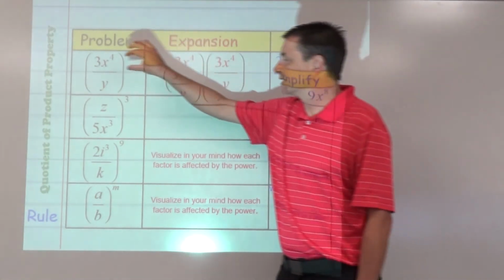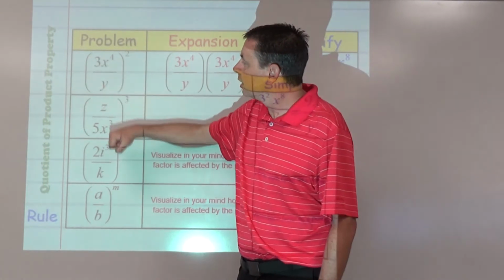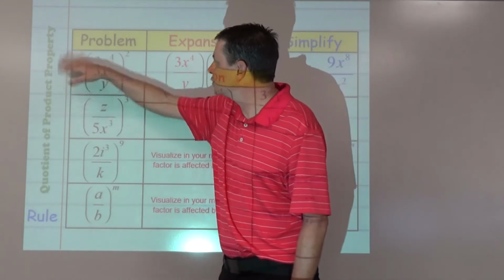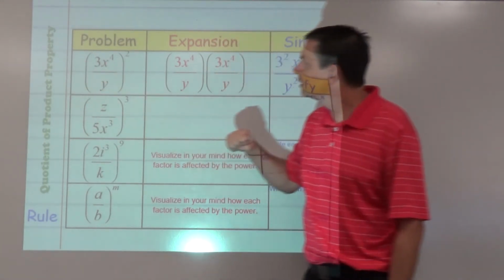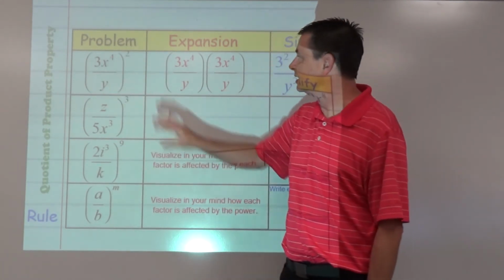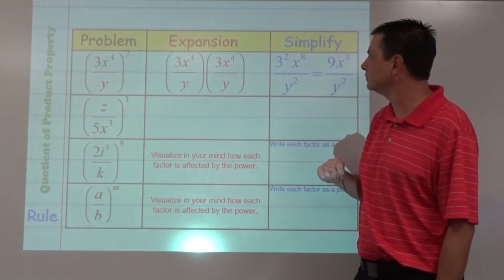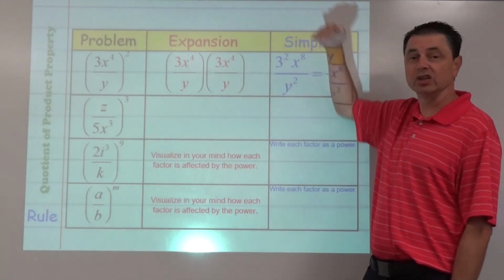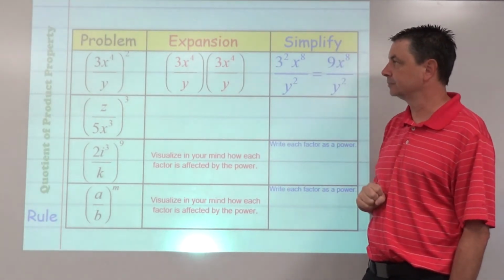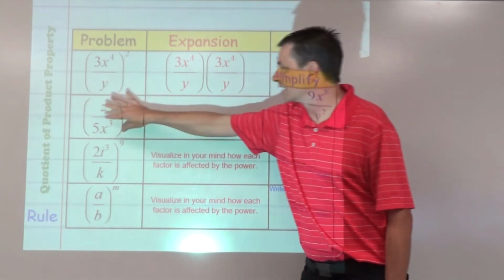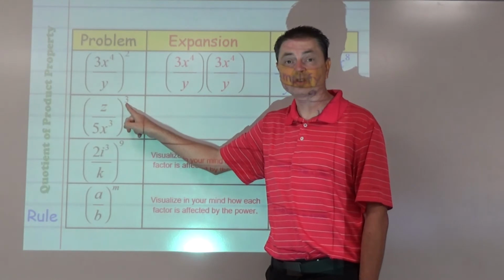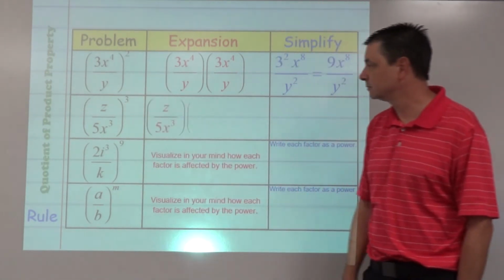Similar ideas when we're dealing with the power of quotient property. So we've got a quotient, a fraction, raised to a power. It's really just the same idea. So squaring means there's 2 of them. Multiply everything in the numerator, multiply everything in the denominator, and simplify. So the expansion here, we're going to have this quotient. We're going to need 3 of them being multiplied together.